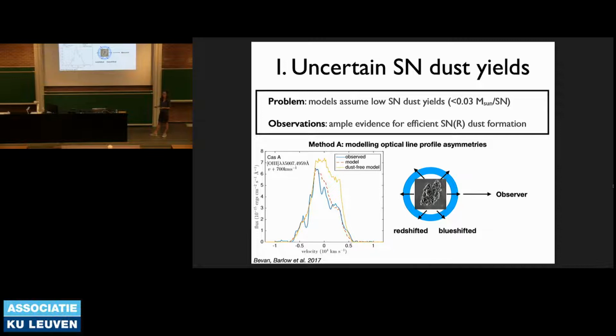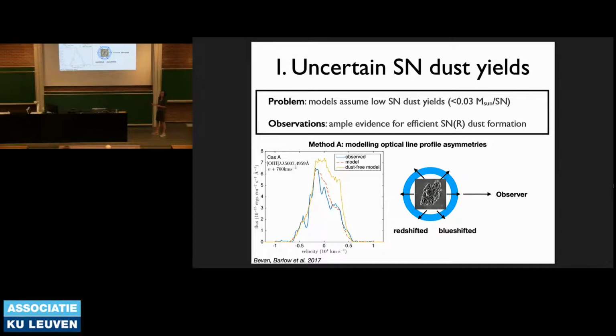Now there are various methods that we can use to study dust production in supernova remnants, and one is through modeling optical line profiles. So, a very simple sketch. What happens is this is the expanding ejecta. In this case, it's emitting oxygen III emission for Cassiopeia A. So you'll have a blueshifted component that is moving towards you. You'll have a redshifted component.